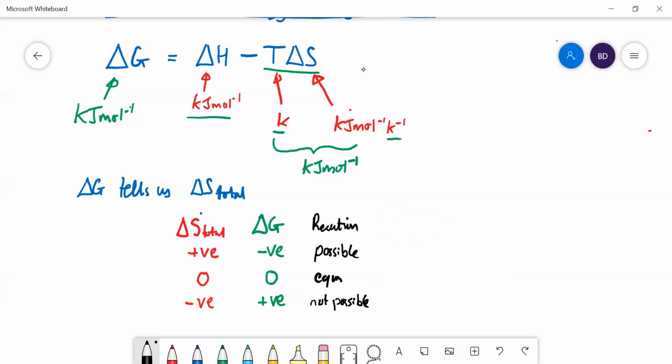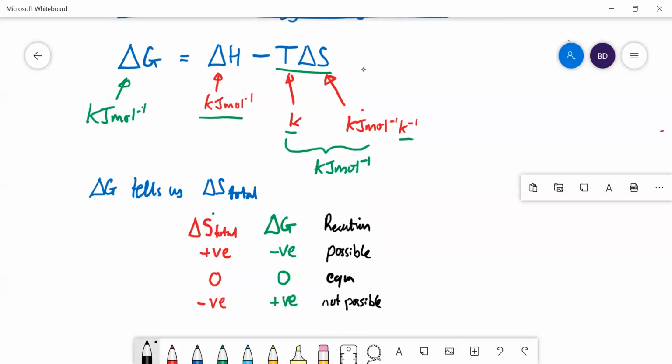Unfortunately, there's quite a confusing word used here sometimes, and this is the word spontaneous, and it's used in some books.